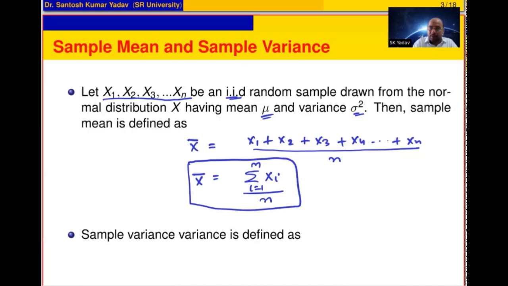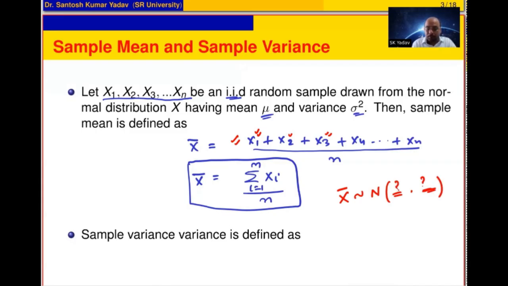Our task now is to find the distribution of x bar. Definitely, because x bar is defined as a sum of these random samples, and these random samples are taken from the normal, this means that x bar will also follow normal. But with what parameters? What is the mean and what is the variance we have to compute.